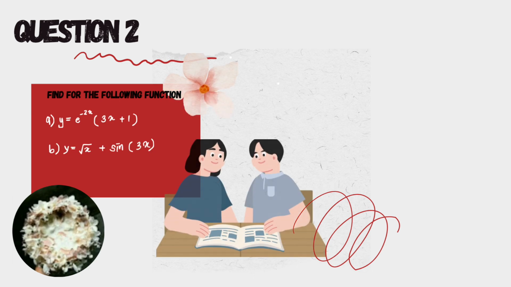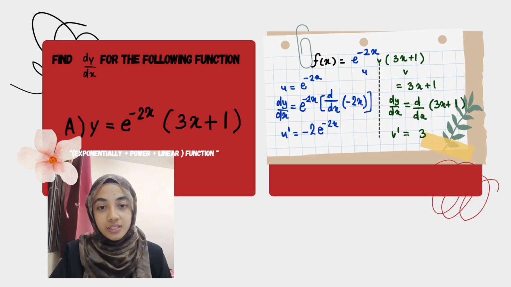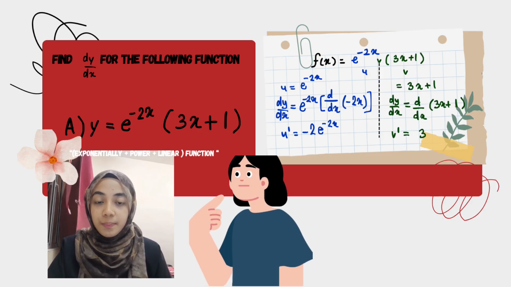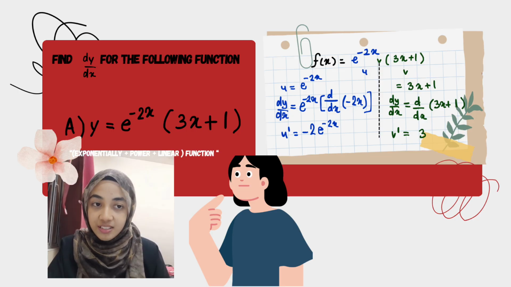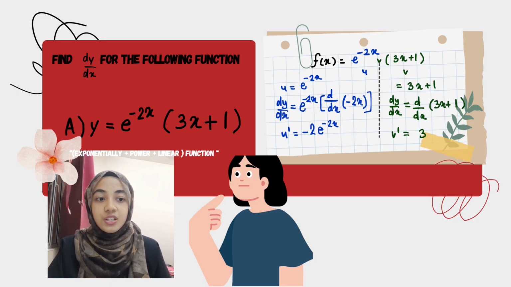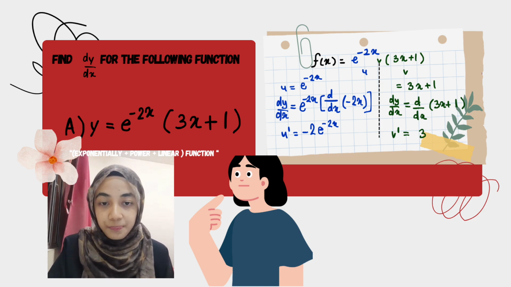Next, let's move to question number 2. Find dy/dx for the following function. So, for question A, we need to use product rule because it involves multiplication of an exponential function and a linear function. So, how to solve it? We need to divide them into u and v. So, for u, we know that it is exponent negative 2x, and for v we have 3x plus 1.